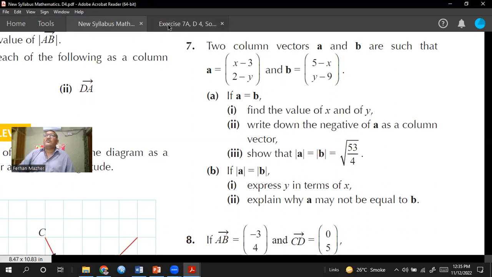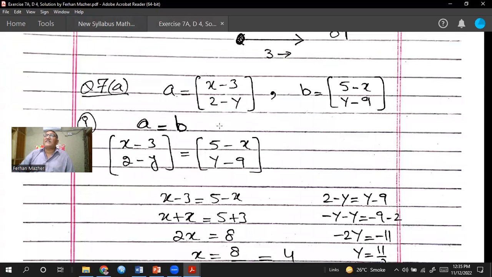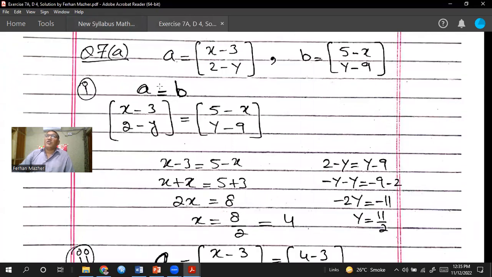So first of all, I will equate both the vectors. The vectors A and B are equal, so I will make these two column vectors equal to each other. So x minus 3 will be equal to 5 minus x. So x plus x will be equal to 5 plus 3. So 2x will be equal to 8. So x will be equal to 8 by 2, and x will be equal to 4. So now I got the value of x.